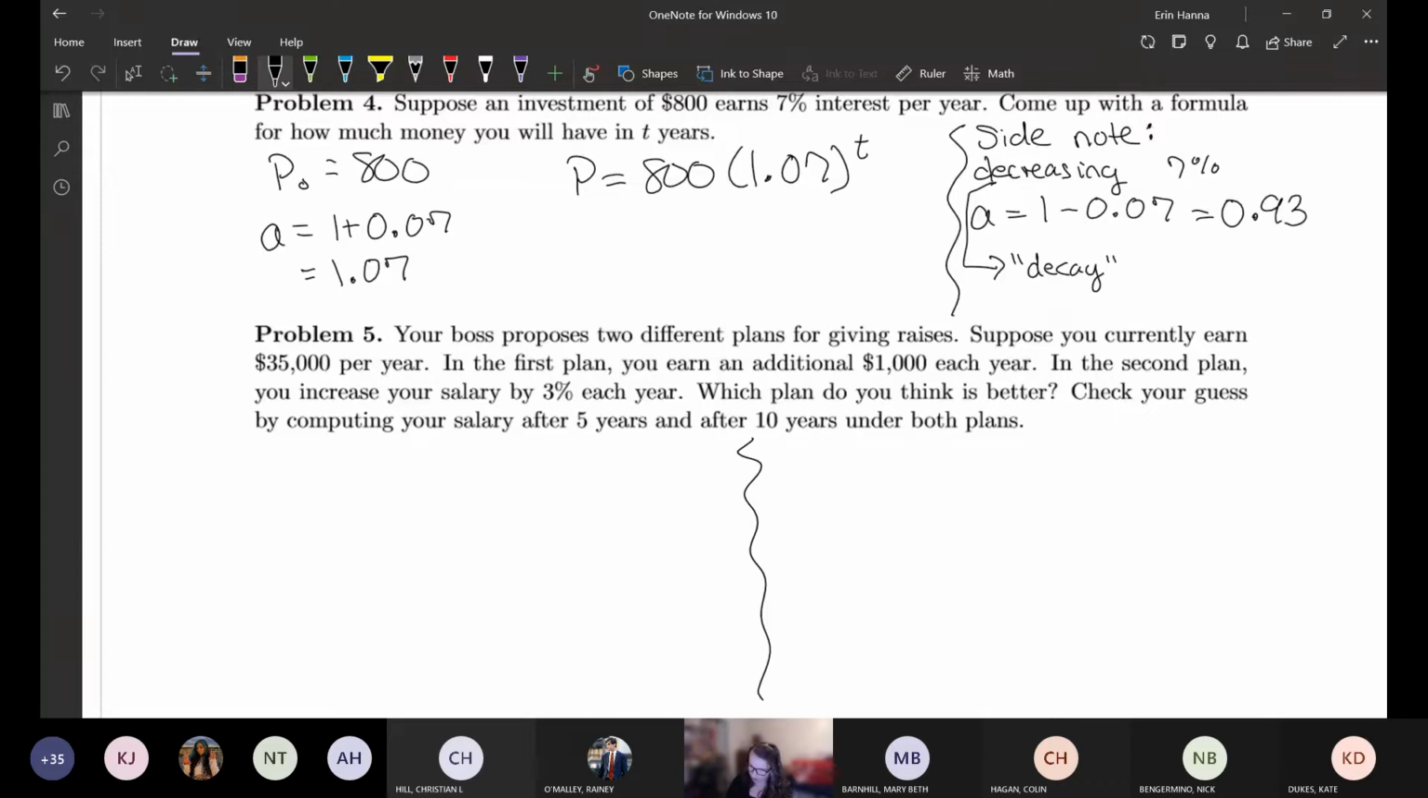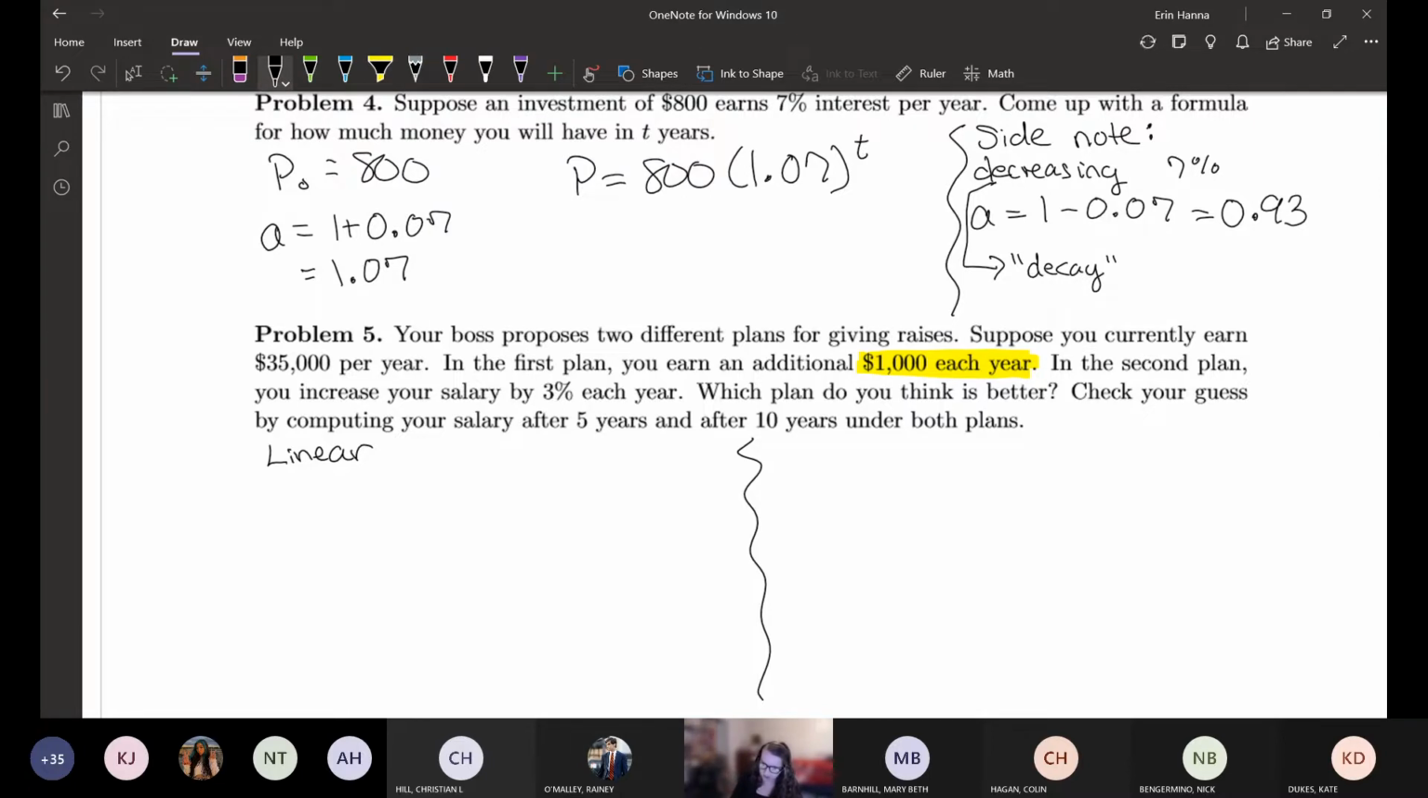So we have this first plan that is actually going to end up being linear. How do I know it's linear? I know it's linear because it says $1,000 per year. So it's essentially a set value each year. It's not going to change every year. It's just going to be that set $1,000 every single year. So that's going to give me a linear relationship.